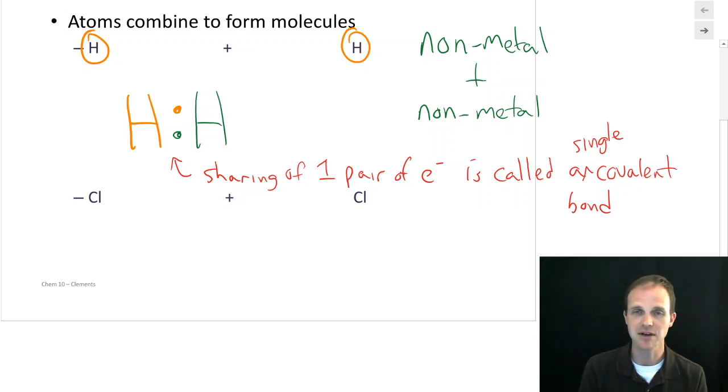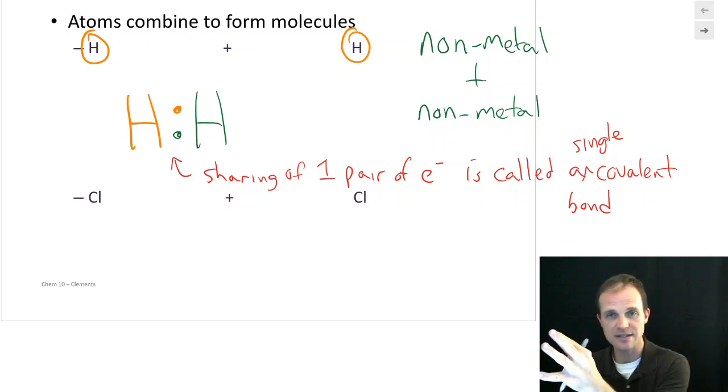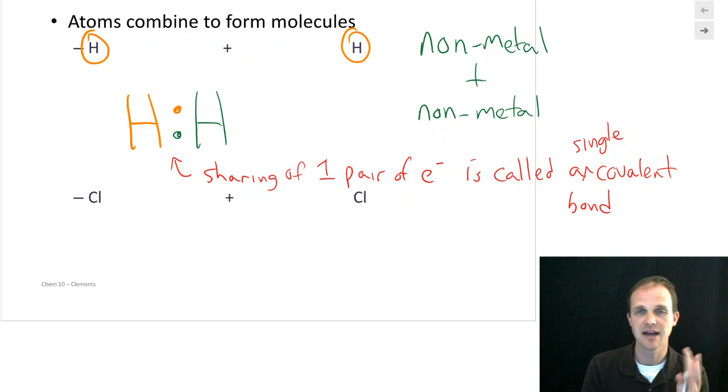And a covalent bond is different than an ionic bond. An ionic bond, with sodium chloride, sodium gave away its electron, chloride took it, and that's how they bonded to each other. Here, they're just sharing. The orange hydrogen still has his electron for the most part, the green hydrogen the same, but they're sharing it, and they make what's called a covalent bond.